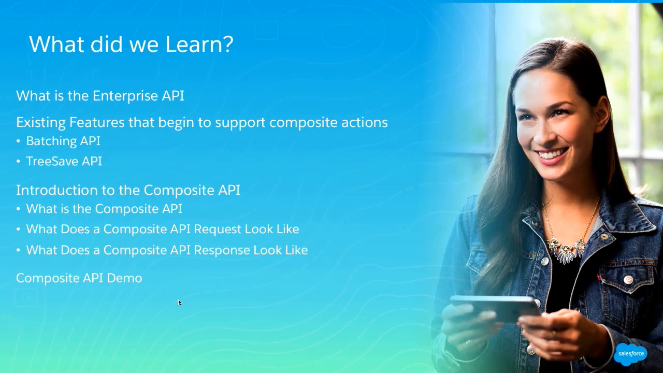So, a fairly quick demo and explanation here, but what did we learn? We learned what the existing features are for the enterprise API tooling, or composite. We saw batching a little bit, saw tree save. We got a little introduction into the Composite API, what it is, what it looks like, what the response looks like. We saw the demo, talking a little bit about the limits. And I don't have a slide for it, but I'll also talk about the roadmap.